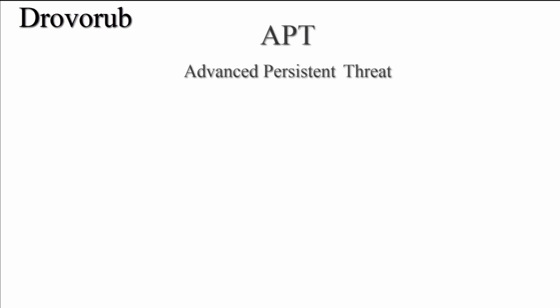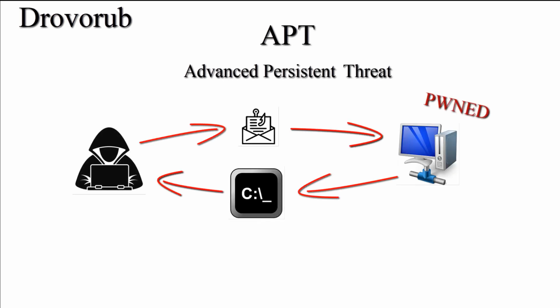I mentioned the DrovoRube malware in the introductory slide. I'd like to elaborate on this for a moment, as this is the perfect segue into the focal point of my presentation. DrovoRube is an example of a backdoor, or an advanced persistent threat, or APT. Its purpose is to provide an external threat actor with command and control access to an organization's network resources.